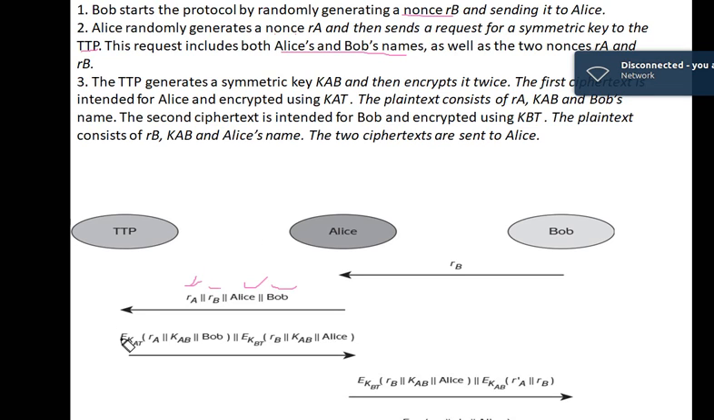The TTP generates a symmetric key, that is K_AB, and then encrypts it twice. The first ciphertext is intended for Alice, and the plaintext consists of R_A, K_AB and Bob's name. Okay, the second ciphertext is intended for Bob and encrypted using K_BT. The plaintext consists of R_B, K_AB and Alice's name. The two ciphertexts are sent to Alice. Here, Alice will get this message.